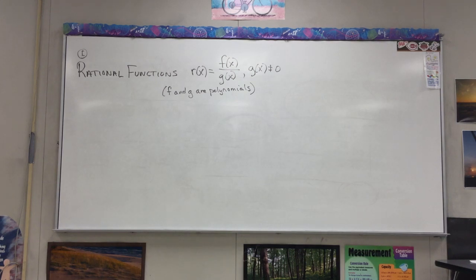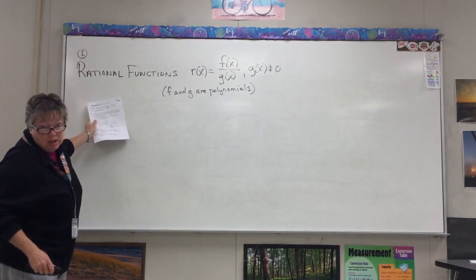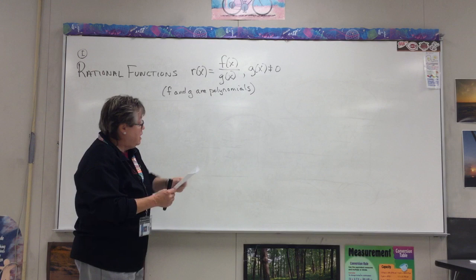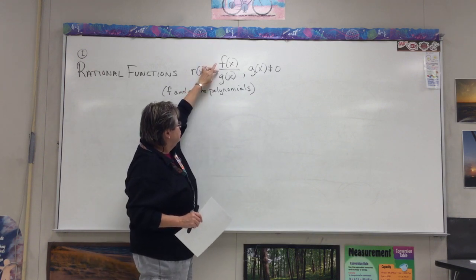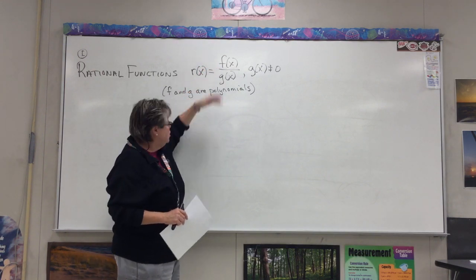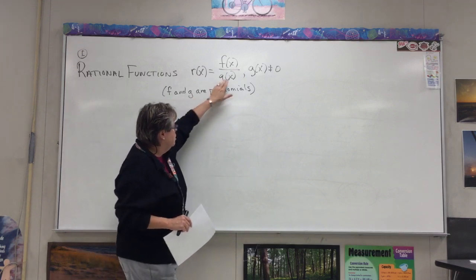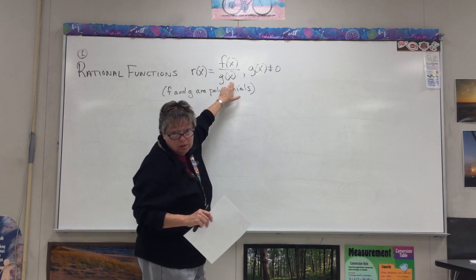Hello. Rational functions is our topic for today. So we're going to talk about a function r of x that is made up of a function f of x over g of x. So it's a fraction made out of polynomials. So f and g are polynomials. The g of x function cannot be equal to 0.